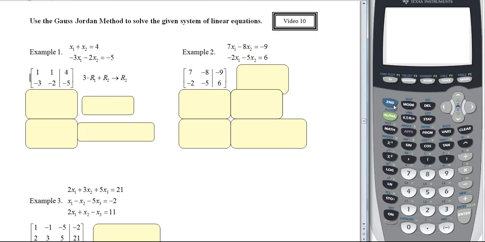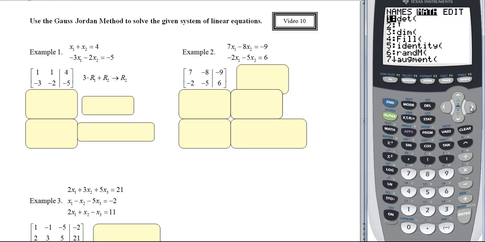Okay, I do not have it in my calculator. So let's go edit. This is a 2 by 3. So 1, 1, 4, negative 3, negative 2, negative 5. Second quit, second matrix. Let me check it. So I've got 1, negative 3, 1, negative 2, 4, negative 5.